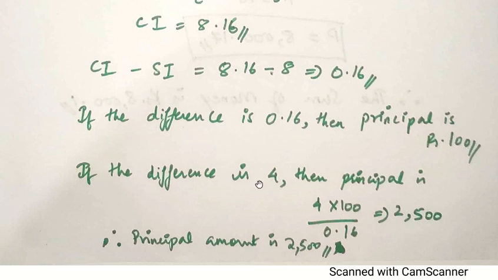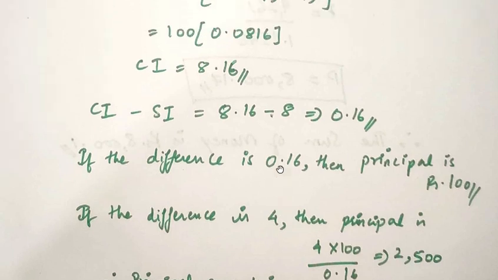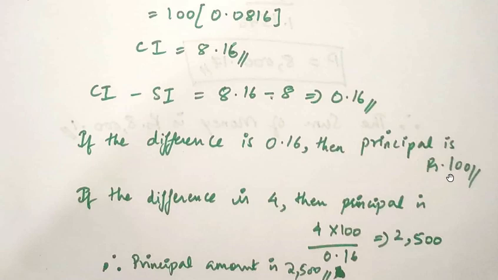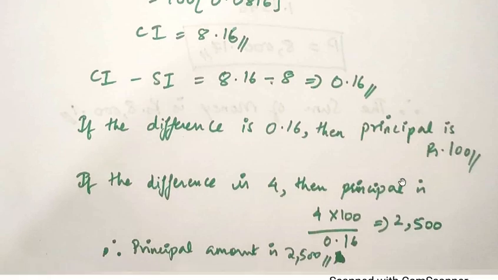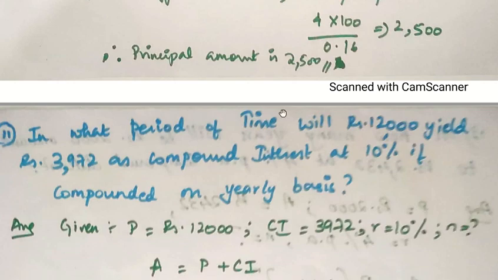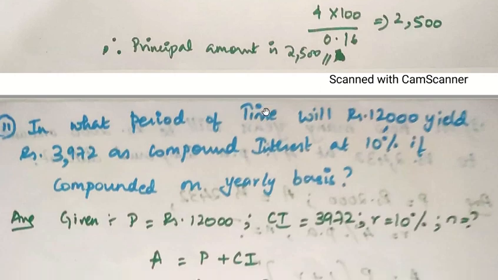So what if the difference is 4? That is what they are telling in the question. So the difference between simple interest and compound interest is 4. So if the difference is 4, then what is your principal? Cross multiply. So 4 into 100 divided by 0.16, which is equal to 2500. Therefore your principal amount is 2500.